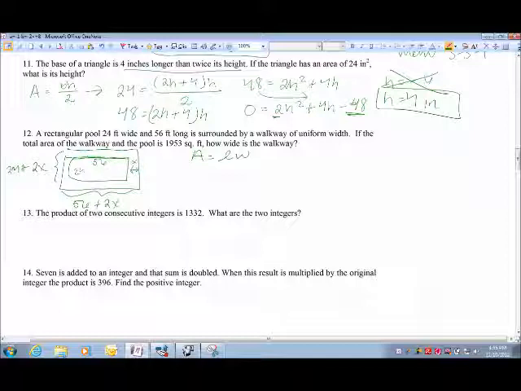So area, we're going to plug in the 1,953. We'll plug in our length of 56 plus 2x and our width of 24 plus 2x. We're going to go ahead and FOIL this out, and you end up getting 1,344 when you multiply the first terms together plus 120x.